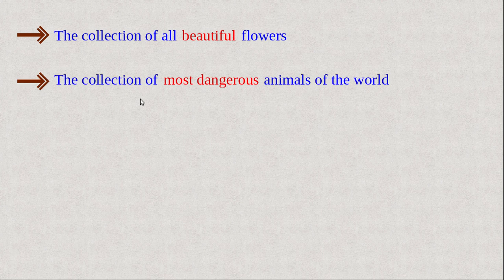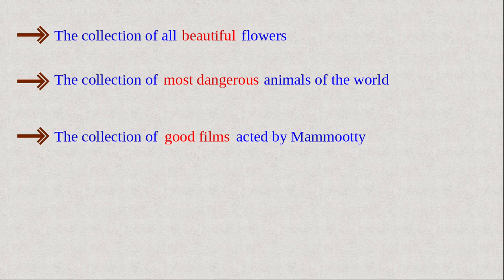Okay, another example, the collection of most dangerous animals of the world. We cannot say which animals are dangerous and which animals are not dangerous. Okay, without any doubt. And another example, the collection of good films by Mammootty. We can say which are the films acted by Mammootty, but we cannot identify which ones are good and which ones are not good. Okay, that is different from person to person.